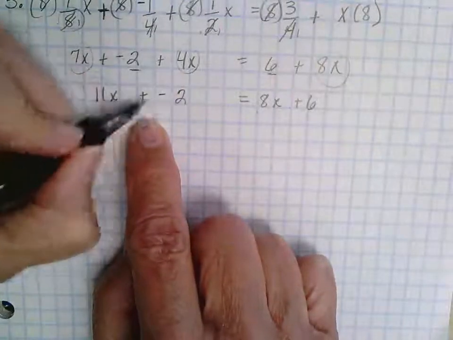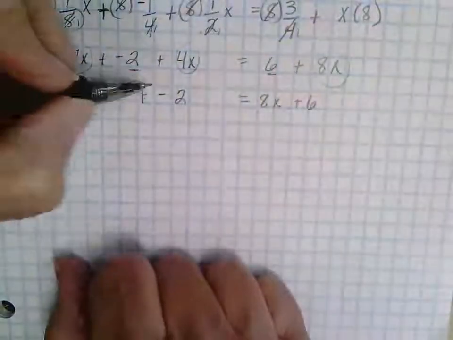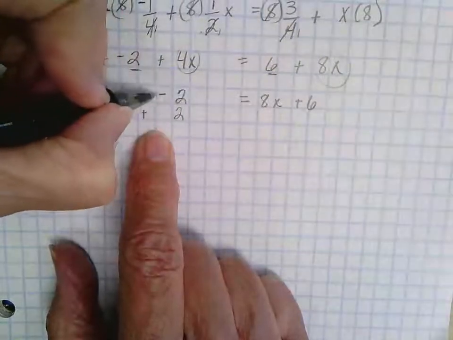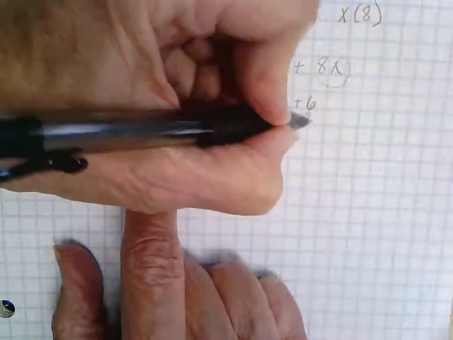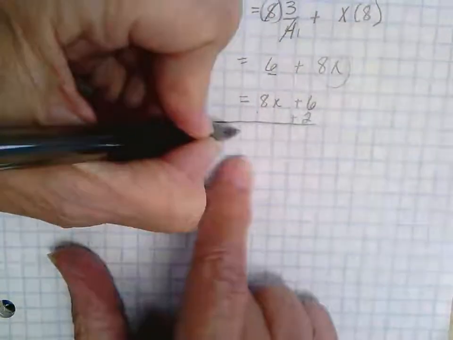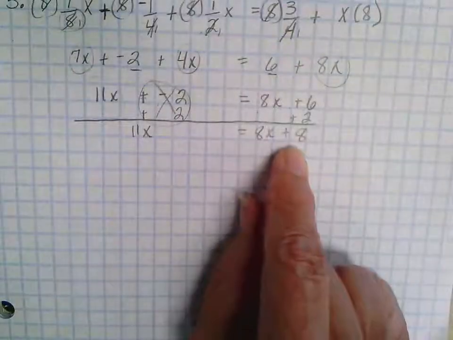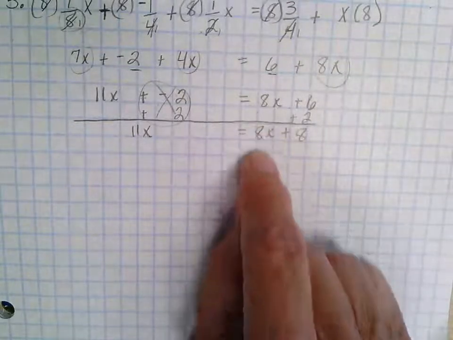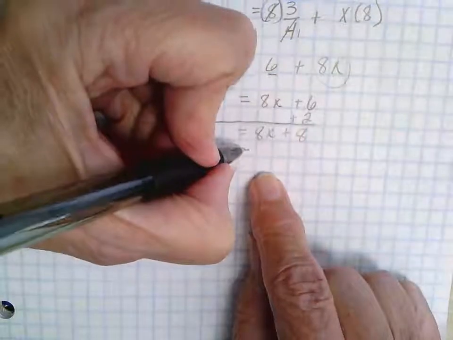So I'm going to move this 2 so that it's not on this side, and I only have constants on that side. So I'm going to add a positive 2, because a positive 2 and a negative 2 makes 0. So I'm going to add 2 over here, and that's going to give me 11x on this side is equal to 8x plus 8. And now that I have my constants on this side, I'm going to pull down 8x's on this side.